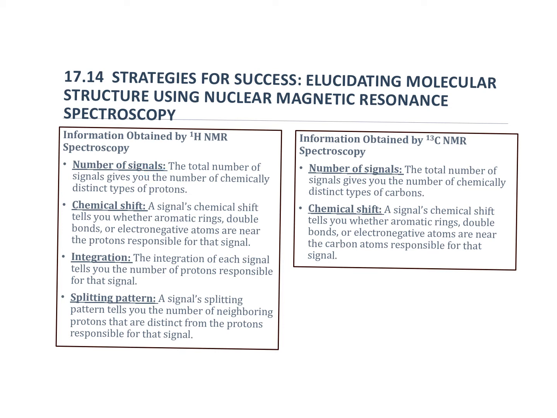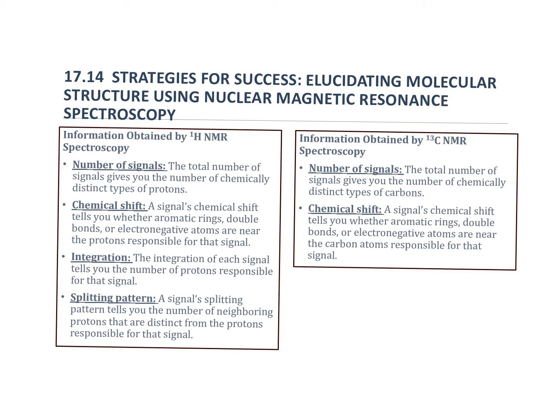number of signals, right? The total number of signals gives you the number of chemically distinct protons. You should get a chemical shift, and that tells you things like if you've got aromatic rings, double bonds, or electronegative atoms. Your packet is not going to have integration, but some of your homework problems will, because we want to make sure that you do still know how to do integration. And then splitting patterns are incredibly helpful because they tell you the neighboring protons.